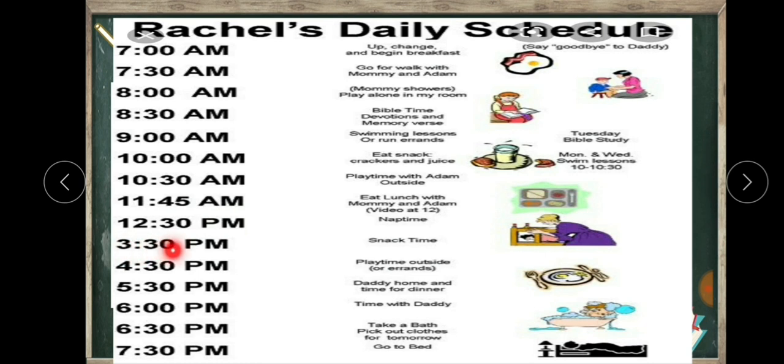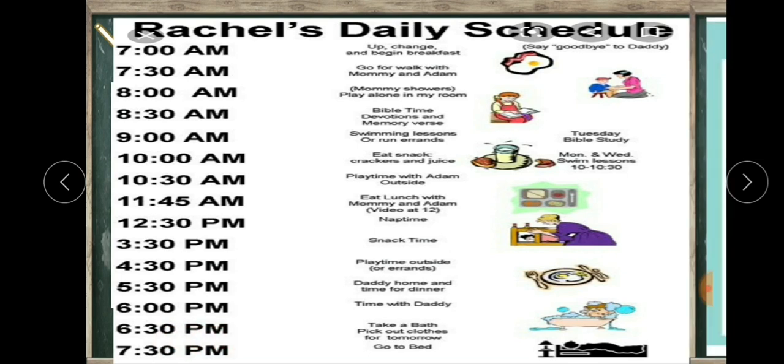Then 3:30, evening 3:30 PM. 4:30 PM, evening 5:30 PM. If it is morning, we read in AM. If it is evening, we read in PM. Here see 7:30, here it is PM. That means night 7:30, evening 7:30. Here the morning 7:30, we read in AM. Evening 7:30 or night 7:30 we read in PM.